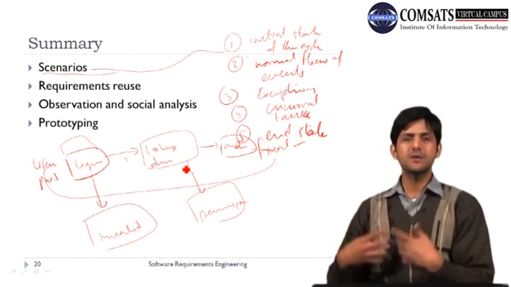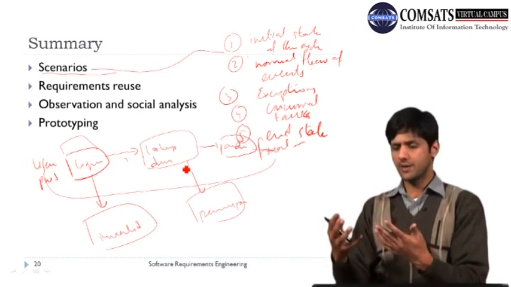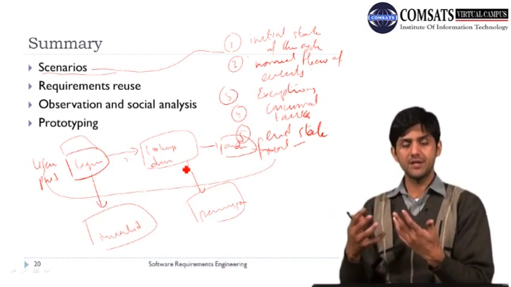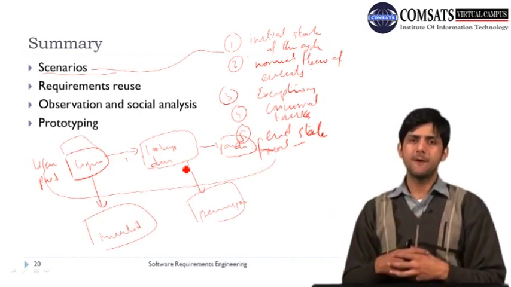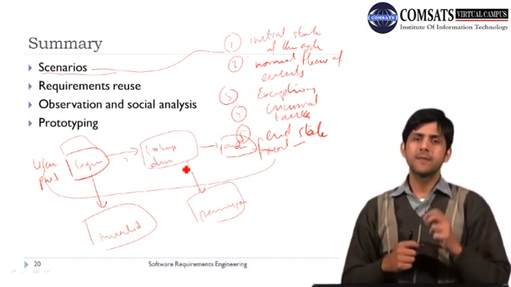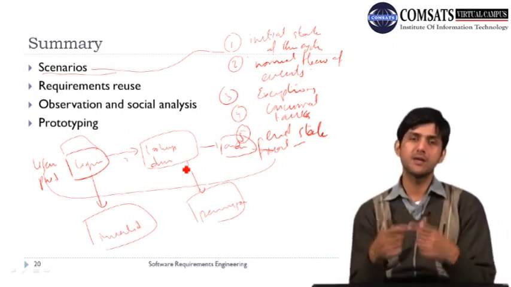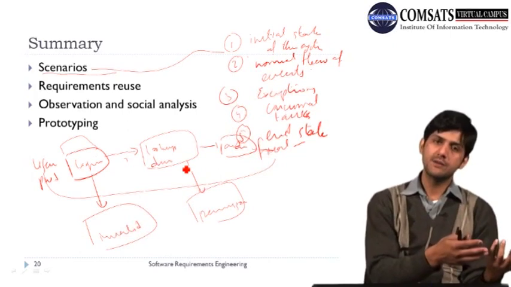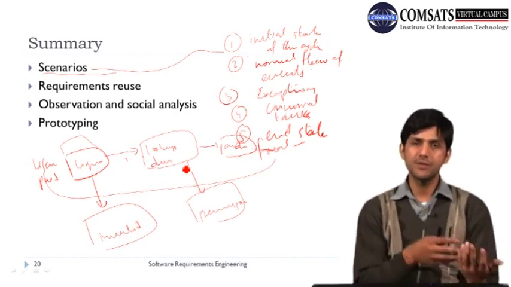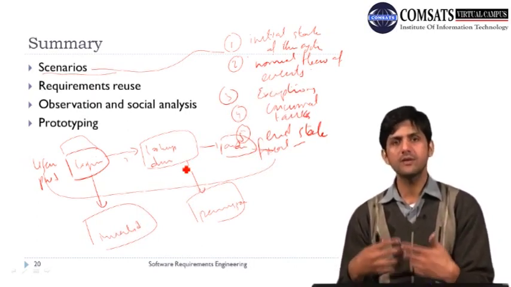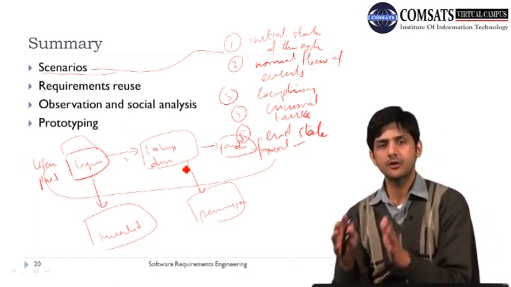So there are different ways of understanding how an ethnographer would actually try to observe people. And an interesting thing that we said is that it's a good idea to combine ethnography with other elicitation techniques. For example, you can combine interviews with observation, you can combine prototyping with observation. But what normally happens is that whenever an ethnographer is observing people, he basically takes lots of notes.